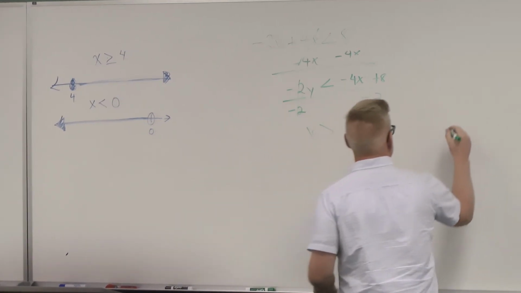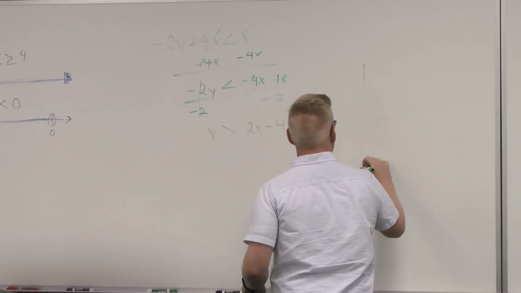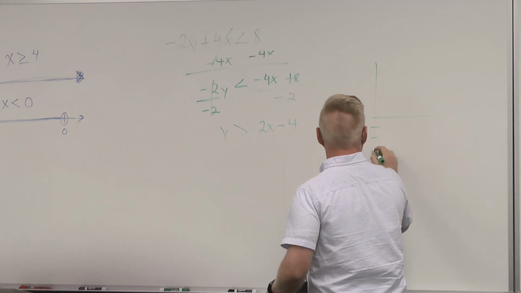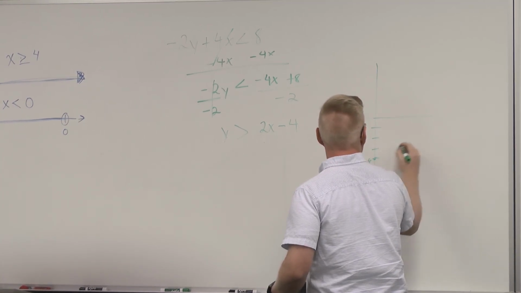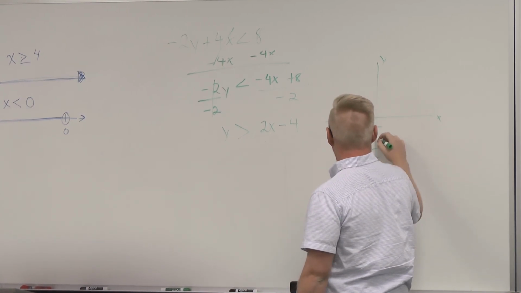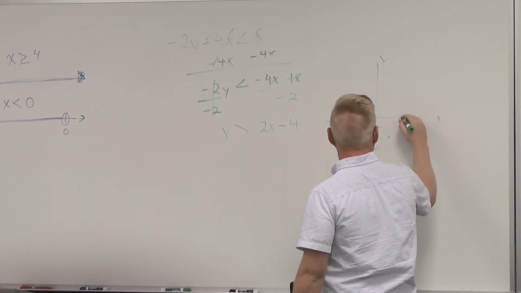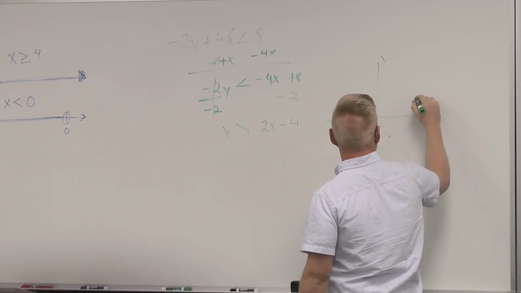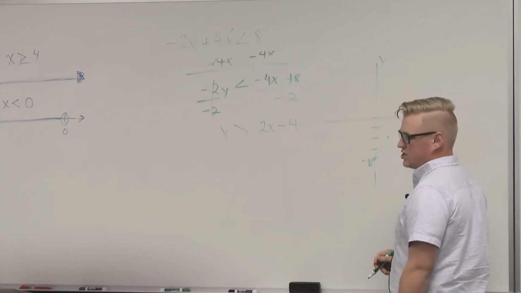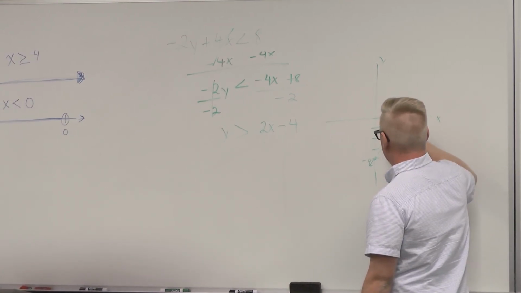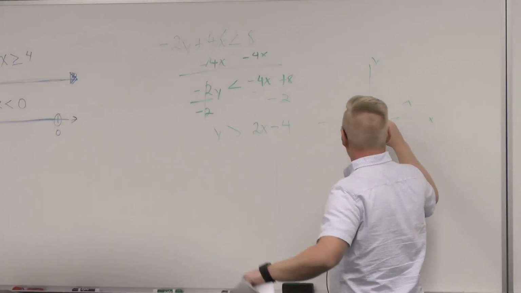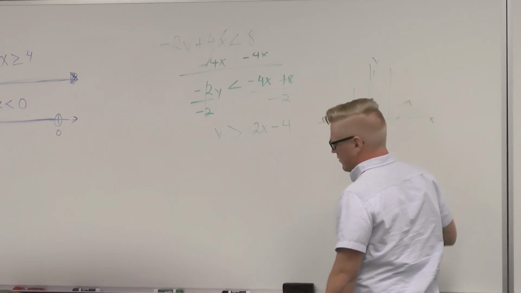Okay, now how would we graph this? Same way we did the other one, right? Except our y-intercept is -4. This is the x and y axis. And our slope is what? Up 2 over 1. So our line looks something like this. Okay. So now, where do I shade? And should this be a dotted or a solid line? Right. Okay. Shade above, like this.